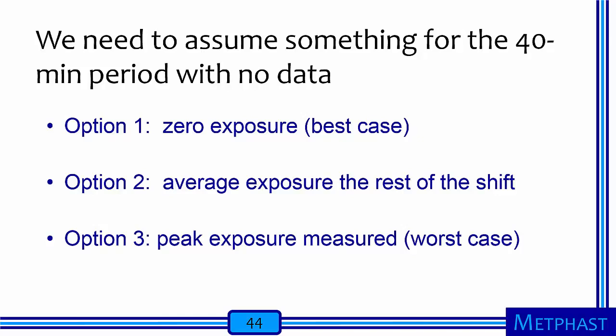Option 1 is to assume that there was no exposure. That's the best case. Option 2, use the average exposure for the rest of the work shift. Option 3, use the highest exposure, and that's the worst case.